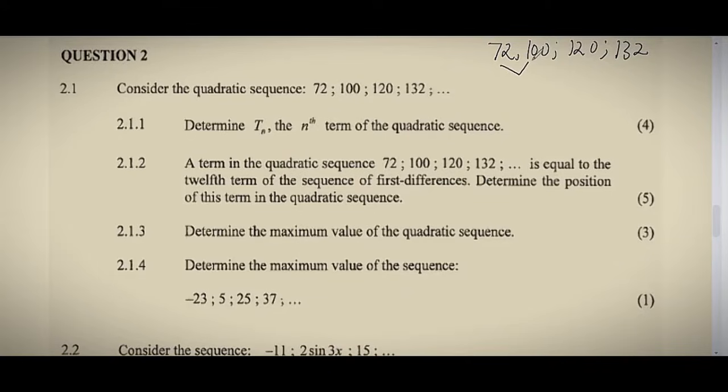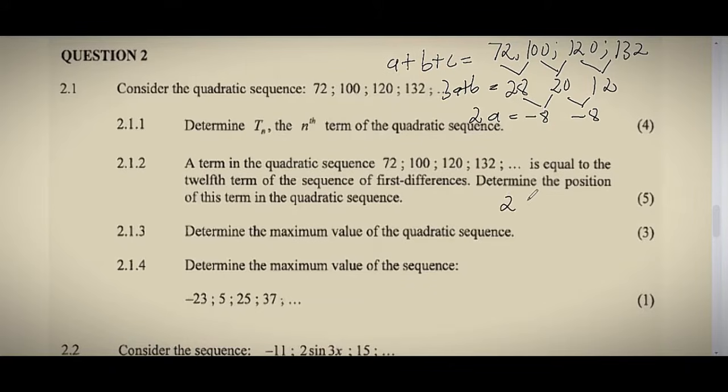That's 100 minus 72, that's 28. And then 120 minus 100, that's 20. And then here we have 132 minus 120, that's 12, right? Now, if we are to look for the second difference, that's 20 minus 28, negative 8, and then 12 minus 20, that's also negative 8, right? So to find Tn, we know that we have to equate this one here to 2a, equate the first difference to 3a plus b, then equate the terms of the quadratic sequence to a plus b plus c.